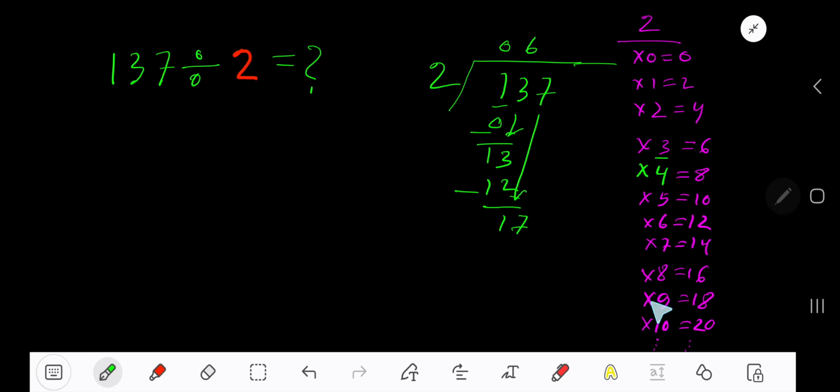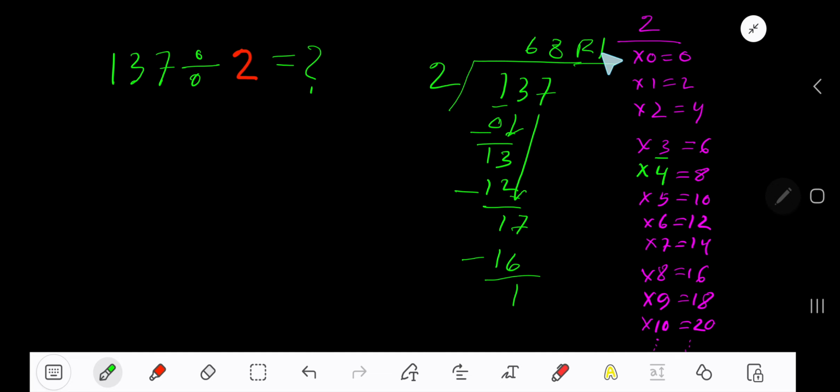2 goes into 17 how many times? 9 times, which is 18, greater, right? So 8 times. 8 times 2 is 16, subtract, you are getting 1. So your answer is 68, remainder 1.